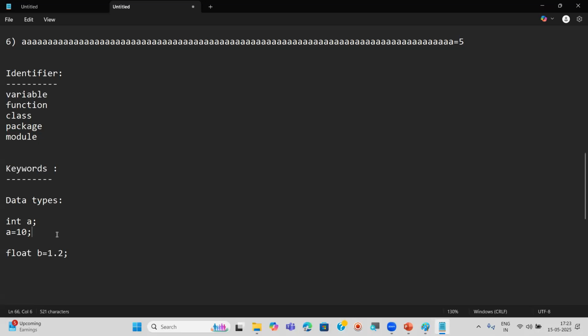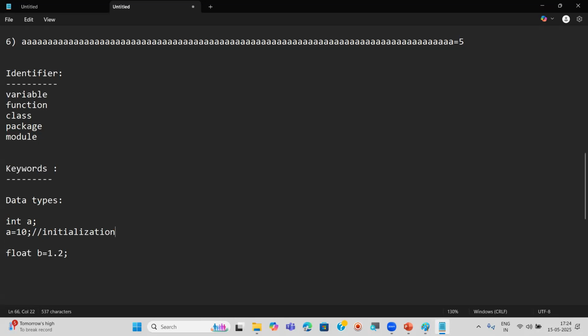So what does data type mean actually? Float is a data type, right? A data type represents the type of data which you can assign or store to a variable. See, the value 1.2 is a float type, so the data type is float. The previous value is an integer type, so the data type is integer. That's why the data type definition is: a data type represents the type of data which you can assign to a variable. Assign means if you store a value using the equal symbol, that is called assign or initialization.